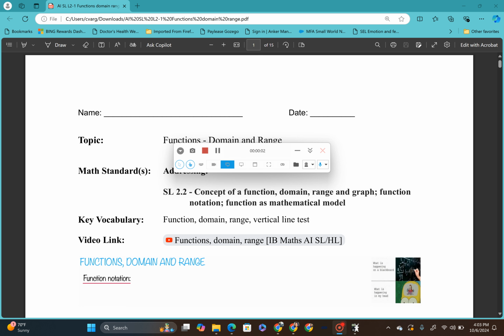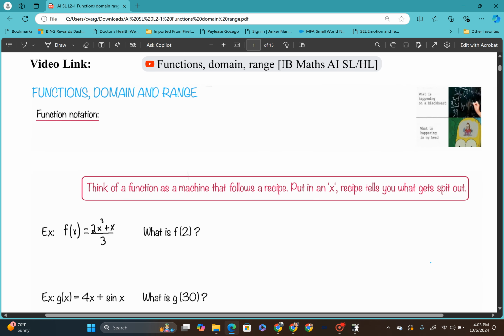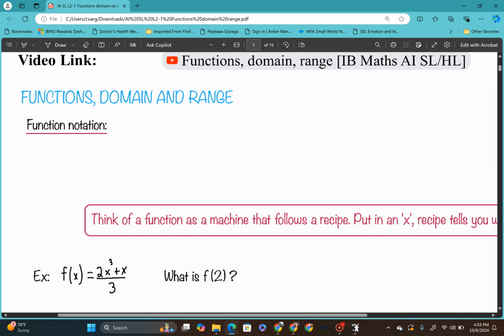All right, so welcome to lesson 2.1, which is functions, domain, and range. So we're going to talk a little bit about what a function is. Think back to middle school when you had an input and an output, and then you had a rule like y equals 2x plus 3.